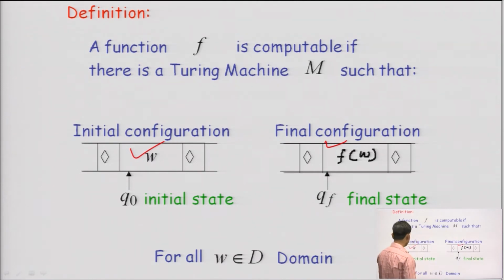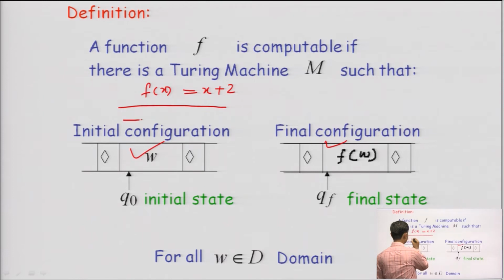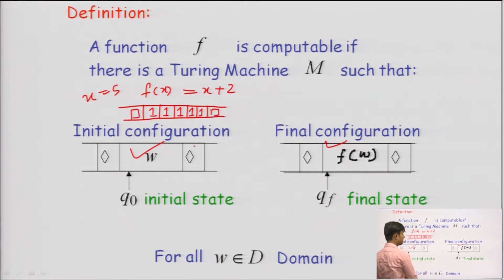Suppose we take the same example here, f(x) = x + 2. Now the initial configuration will be, suppose x is 5, then you have to take 1, 1, 1, 1, 1. On both sides you have blanks, or you can take a b, a blank symbol. So, this is the initial configuration.